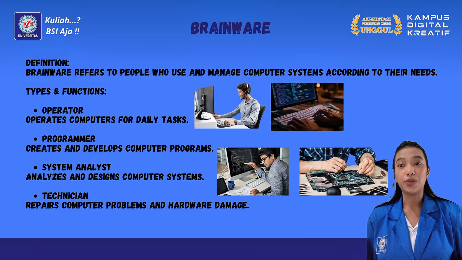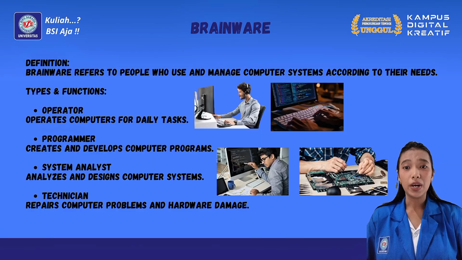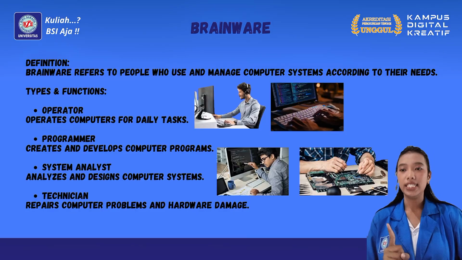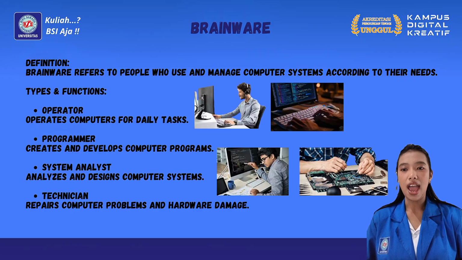The next topic is brainware. Brainware refers to people who use and manage computer systems according to their needs. There are several types of brainware. First, is the operator. An operator uses computer for daily activities and office tasks. Second is the programmer. A programmer creates and develops computer program and application.